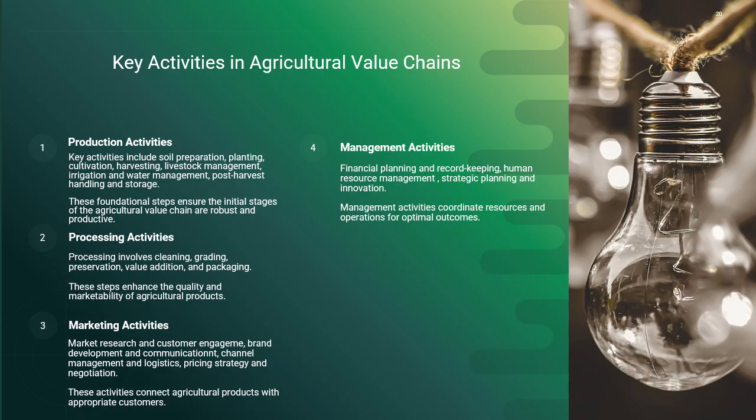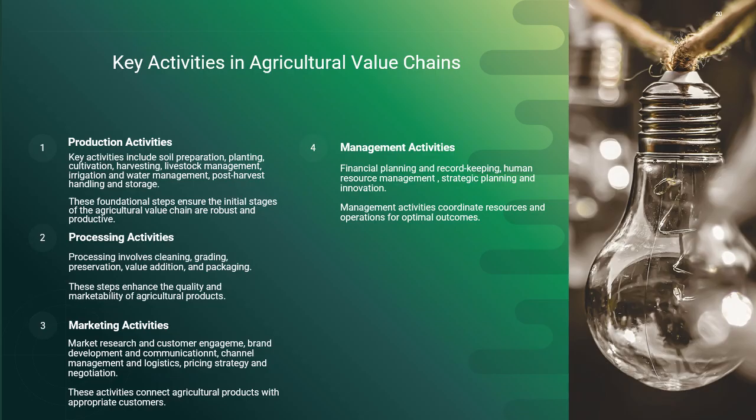Key activities include soil preparation and improvement, planting and cultivation, livestock breeding and management, irrigation and water management, and post-harvest handling and storage. These foundational steps ensure the initial stages of the agricultural value chain are robust and productive. For example, precision planting technology with optimal depth control and spacing creates more uniform crop emergence than conventional methods, generating yield advantages through improved resource use efficiency.